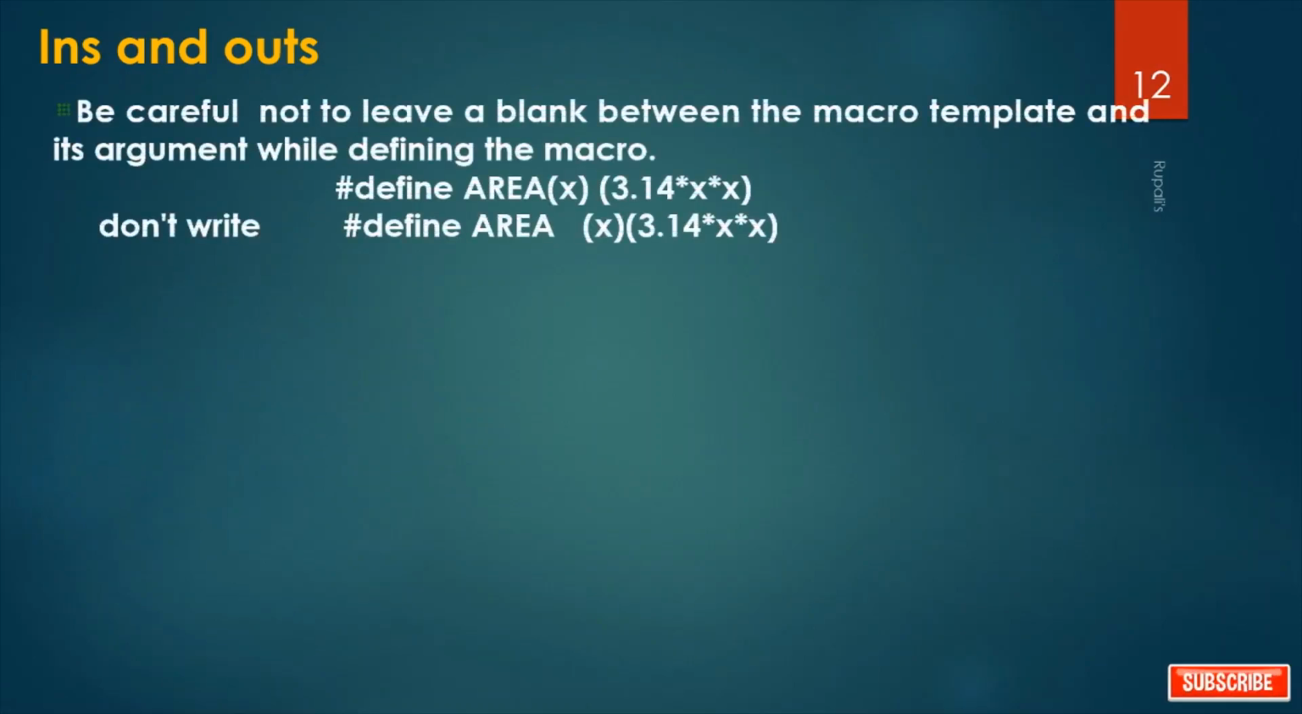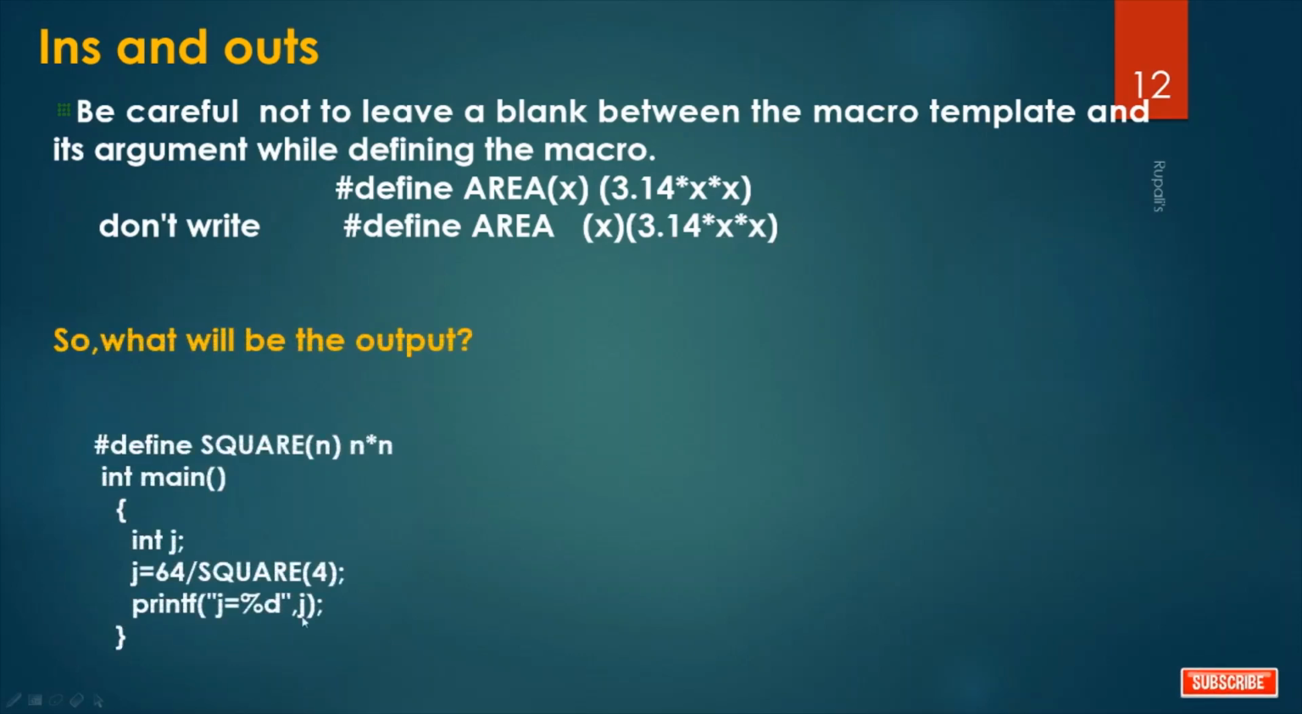Now some ins and outs. Be careful not to leave a blank between the macro template and its argument while defining the macro. See here, if I write #define AREA(x), then AREA(x) will be replaced by the macro expansion 3.14 * x * x. But if I write #define AREA, then there is one blank, then (x) 3.14 * x * x, it means AREA will be replaced by the macro expansion (x) 3.14 * x * x. So don't give this blank here. The meaning will be different then.